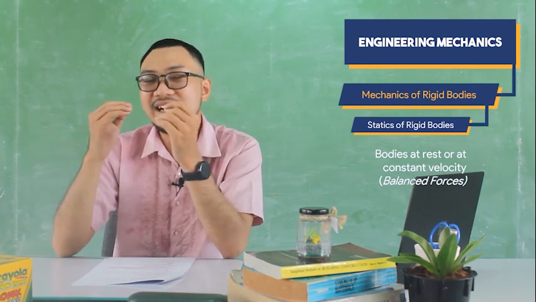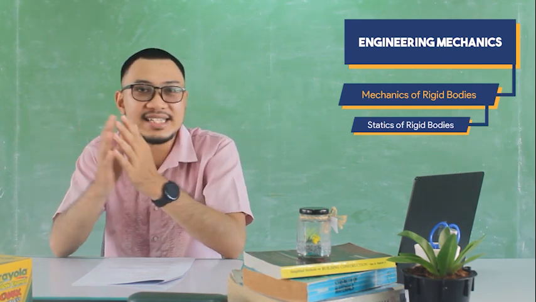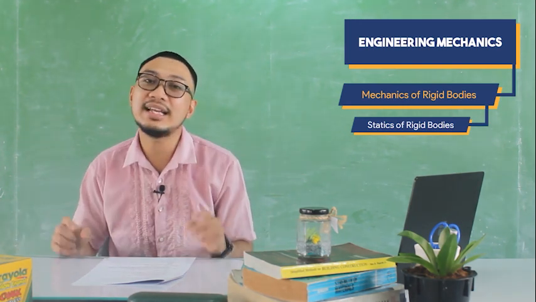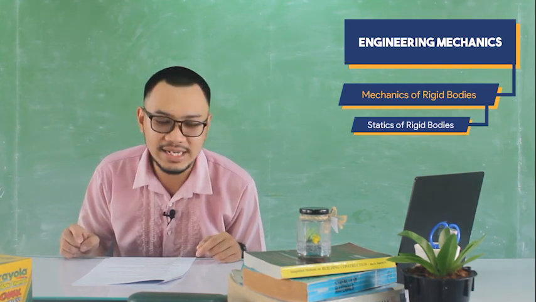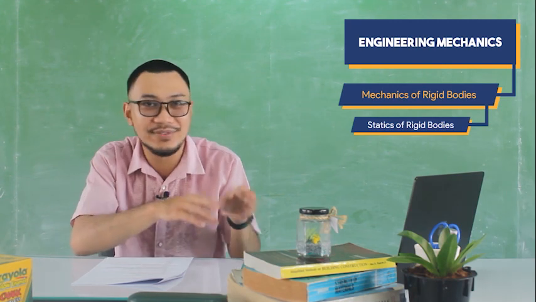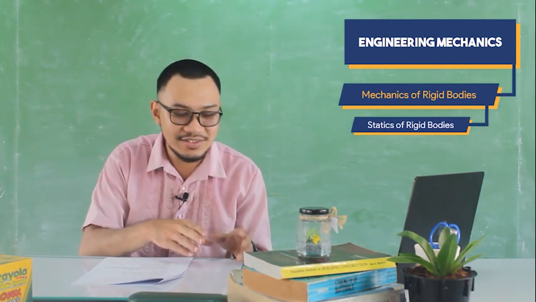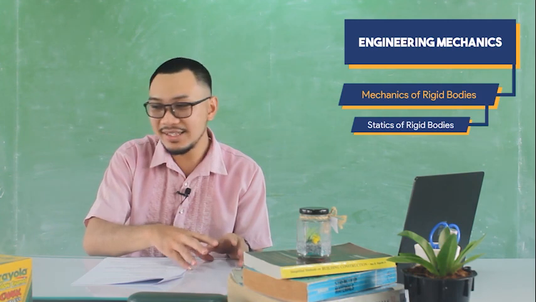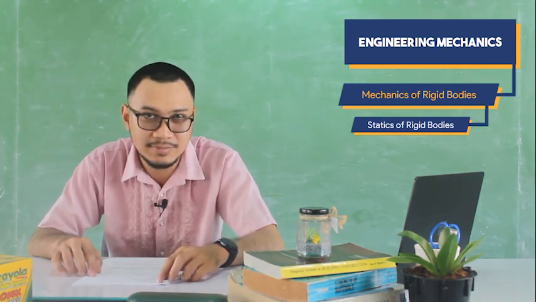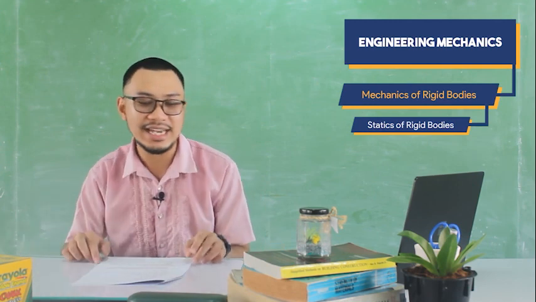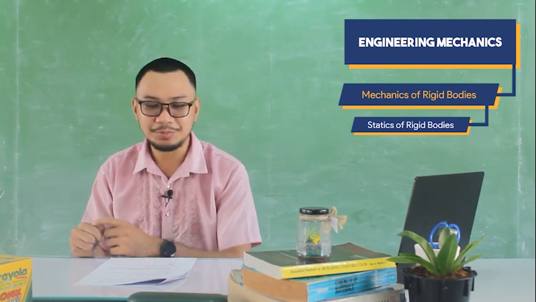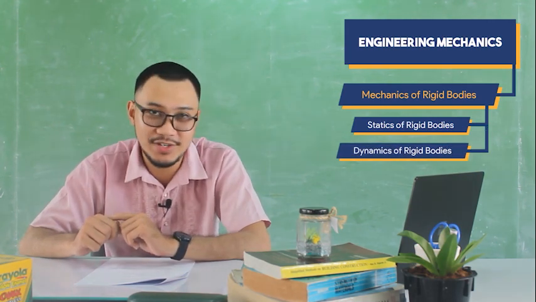So, we can still consider an object static if it is moving, but take note that it should be moving at a constant velocity. Its velocity should not be changing because once the velocity changes from one time to another time, then that object is accelerating. And that actually pertains to our second sub-branch of mechanics of rigid bodies, which is your dynamics of rigid bodies.